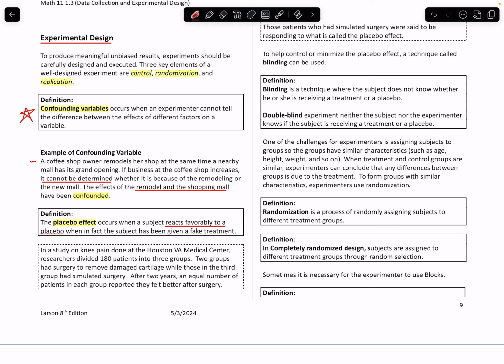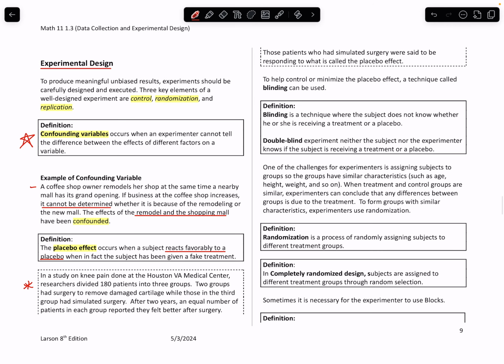An example of this: in a study on knee pain done at the Houston VA Medical Center, researchers divided 180 patients into 3 groups. 2 groups had surgery to remove damaged cartilage, while those in the third group had simulated surgery. So they basically went through the surgery, but then didn't. And after 2 years, an equal number of patients in each group reported that they felt better.